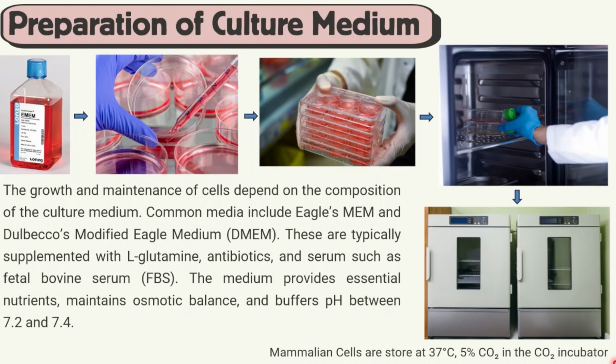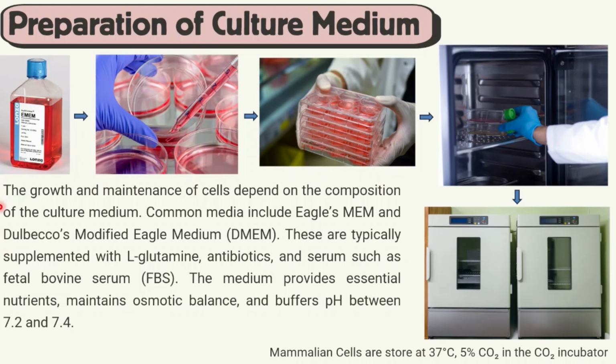The next important thing we are going to learn about the tissue culture technique is the preparation of the culture medium. Now, the growth and maintenance of cells depend on the composition of the culture medium because this basically acts as a source of nutrition for the cells. This is the food for the cells. And common media include Eagles MEM and DMEM. These are usually supplemented with amino acids like L-glutamine. They are supplemented with antibiotics to prevent the growth of bacteria and serum such as fetal bovine serum. The medium also provides essential nutrients, maintains osmotic balance, and helps to buffer pH between 7.2 and 7.4.